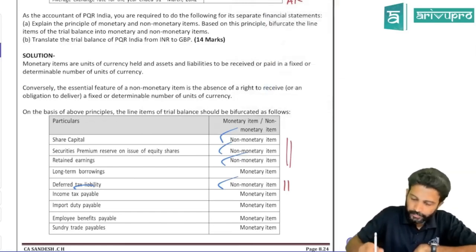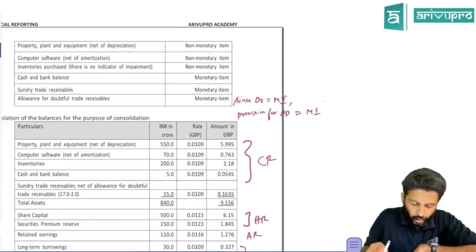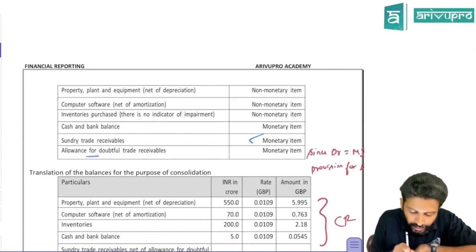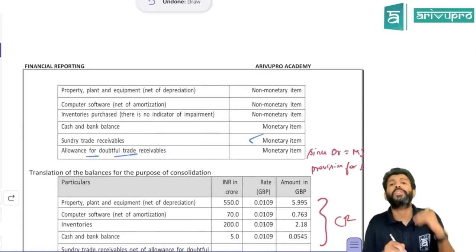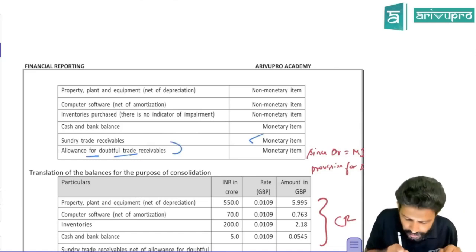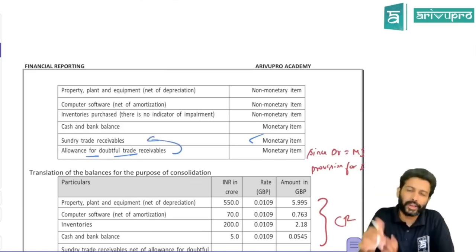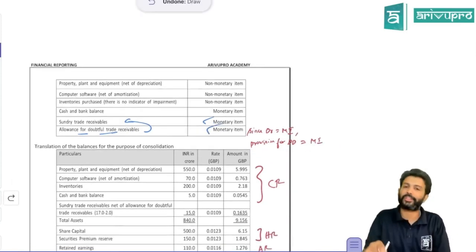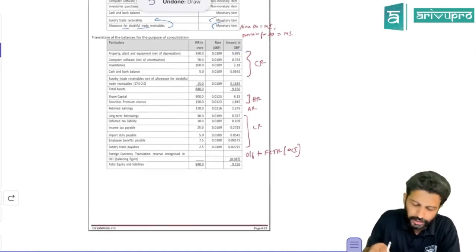Other than that, pretty straightforward. Maybe one is a debtor. Debtor is what item? Monetary item. They've also given allowance for doubtful trade receivable, meaning provision for doubtful debts. We reduce it from the debtor balance, correct? Since debtor is a monetary item, this provision for doubtful debts you will also classify as a monetary item. Then for the conversion, all assets and liabilities at closing rate.